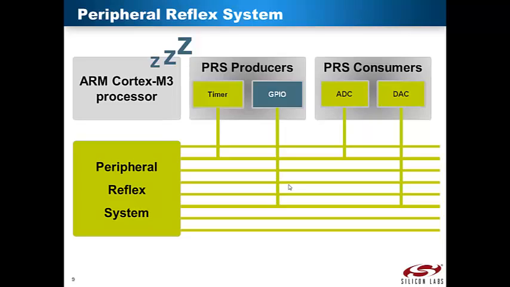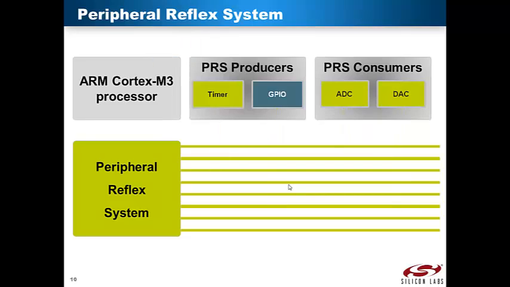Each PRS channel selects one producer, while several consumers can be set up to listen to the same PRS channel. The number of PRS channels varies between 4 to 12 on the different device families. Some peripherals can act as both a producer and a consumer, enabling complex PRS event chains to be set up.